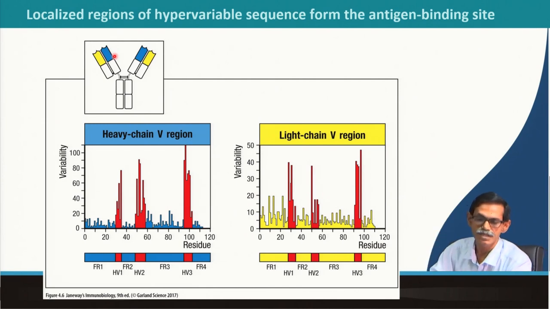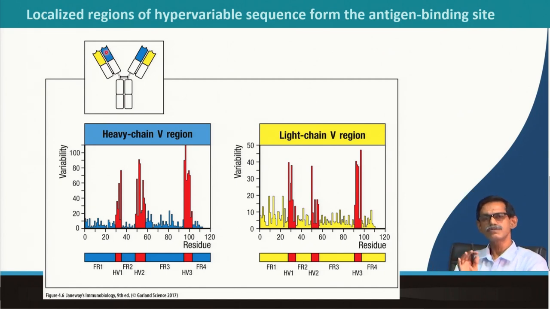Just for your information, each domain of the heavy chain or light chain, where the light chain has 2 domains and the heavy chain has 4 domains, generally consists of very close to 110 amino acids. It is not exactly 110, it may be 112, 115 or 108, but very close to 110 residues. So, 110 amino acid residues means 330 nucleotides, right.